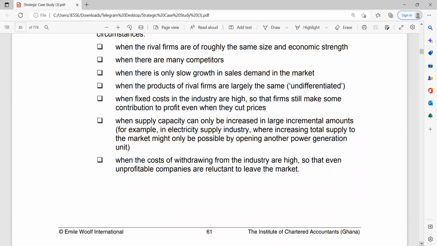Another important point is when the cost of leaving the industry is very high, then it increases competition. There are some industries where the cost of leaving, or cost of withdrawing yourself from that industry, is very, very high, especially in capital-intensive industries like telecom. Sometimes to leave the industry comes at huge costs, because you have all kinds of capital-intensive investments that have been made.